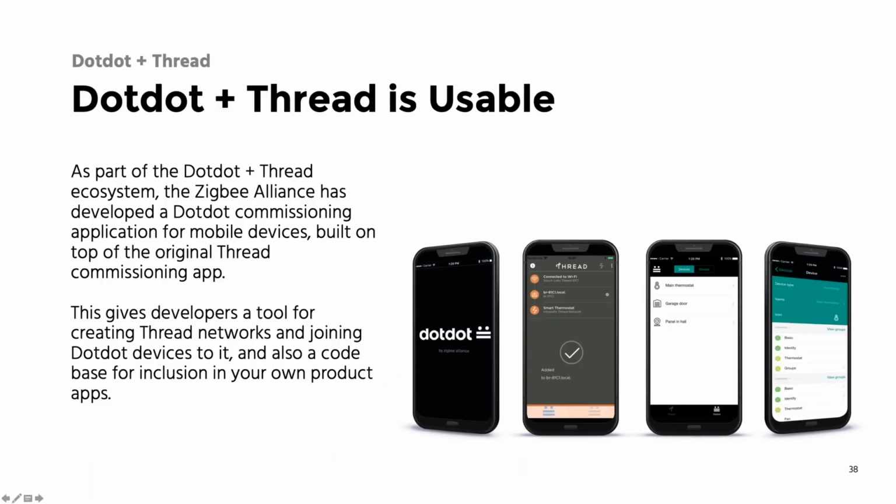As part of the Dotdot and Thread ecosystem, the ZigBee Alliance has also been developing a Dotdot commissioning application for mobile devices that's built on top of the original Thread commissioning app, for those of you familiar with that. This gives developers a tool for creating Thread networks and joining Dotdot devices to it, and also a code base for inclusion in your own product apps.